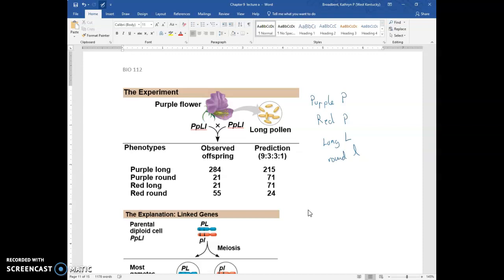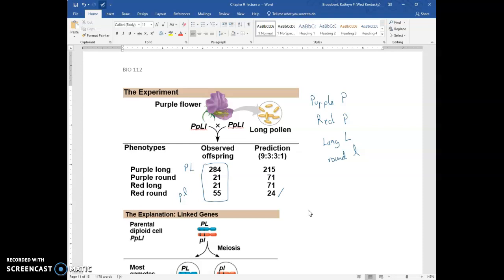And we expect, if these genes assorted independently, that we would get the 9:3:3:1 ratio. The numbers were given here. We get 215 purple long, 71, and 24 of the red round. That's what we would expect. But what we observe is this. There's a high predominance of purple long being together, and of red round being together.